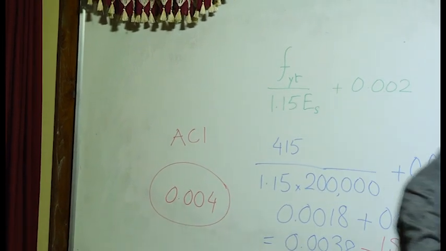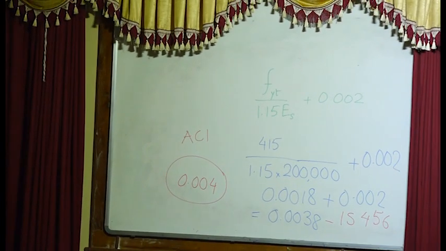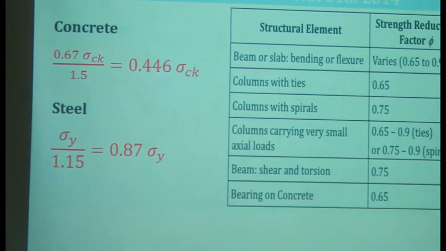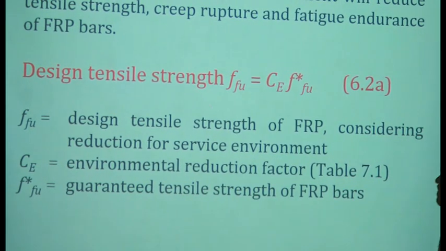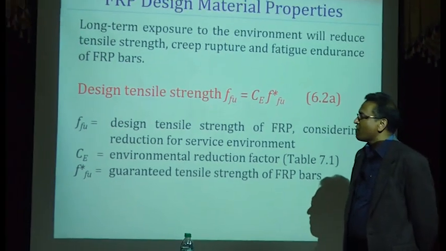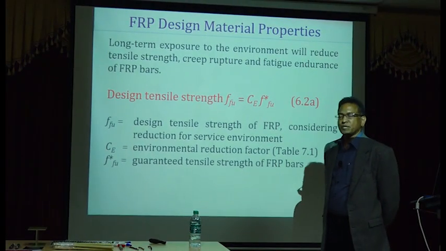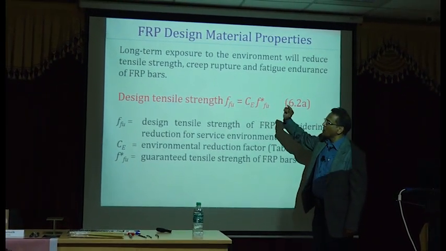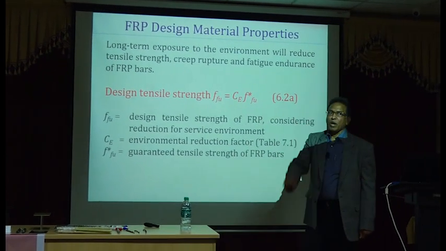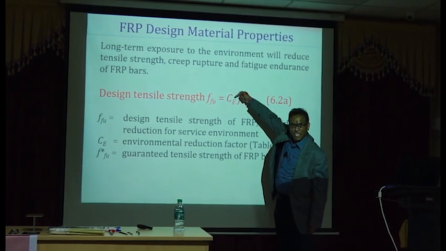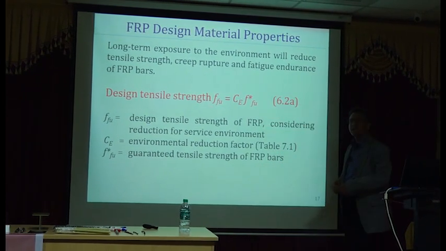Okay, so we'll come back to this in a minute. If you have very good ductility, use a larger strength reduction factor. And then for shear, it's 0.75. So in FRP, we are not too comfortable using FRP in an aggressive environment. So what we do is we reduce the guaranteed tensile strength by a small amount. And that reduction is achieved with C sub E, which is known as the environmental reduction factor.